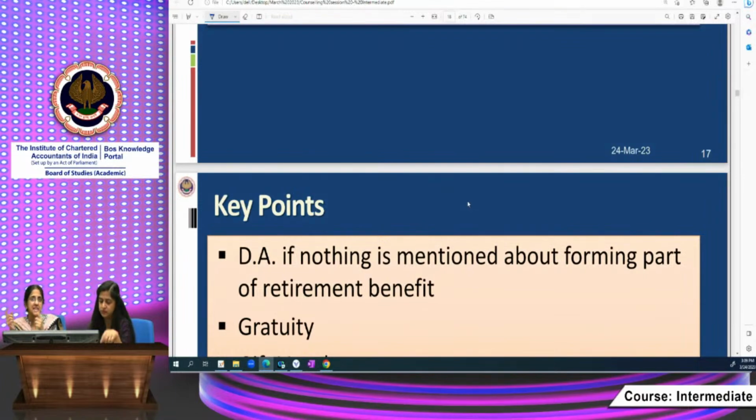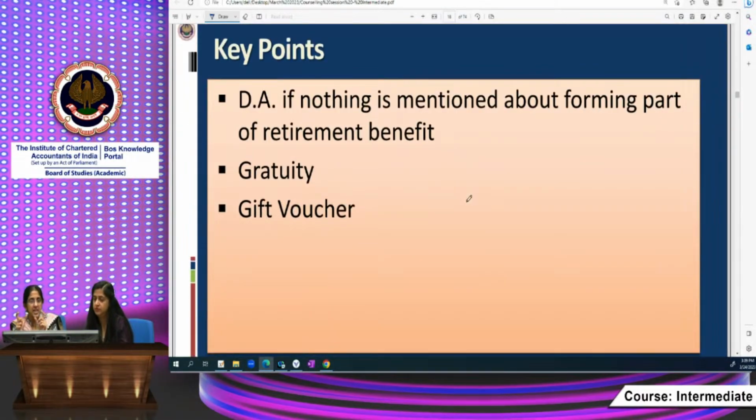But if it's given as rental income, then you have to provide for it. So the way it's worded is very important. Very.